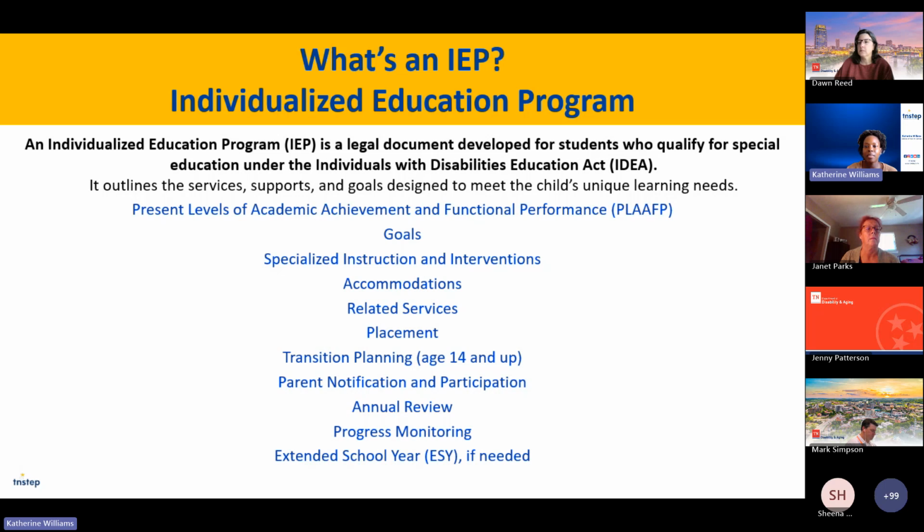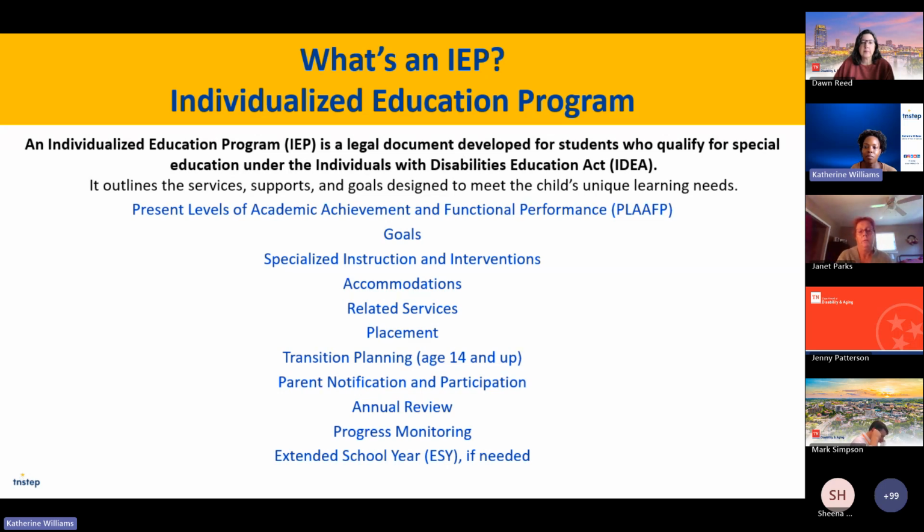So the first one is the present levels of academic achievement and functional performance. And this is just a snapshot of where the child is now academically and functionally. It's kind of similar to the present levels of development for a child who was on an IFSP. So it explains their strengths, and then it also explains some of the areas that they still need to work on. And then there's the goals.